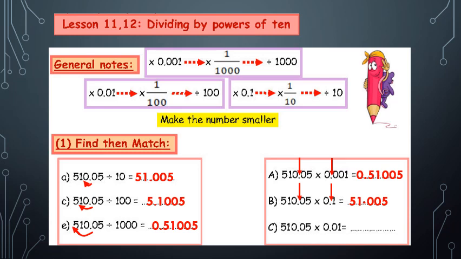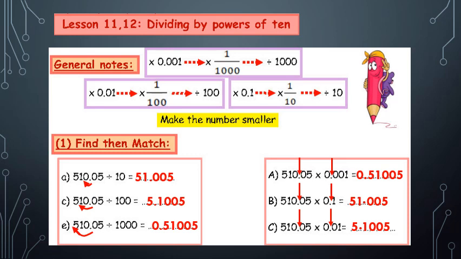Now multiply this number by 1 hundredth. Ignore the point and multiply by 1. The number will be itself. Then put the point. The point here after 2 decimal numbers, the point here after 2 decimal numbers. Then the point will be after 4 decimal numbers.